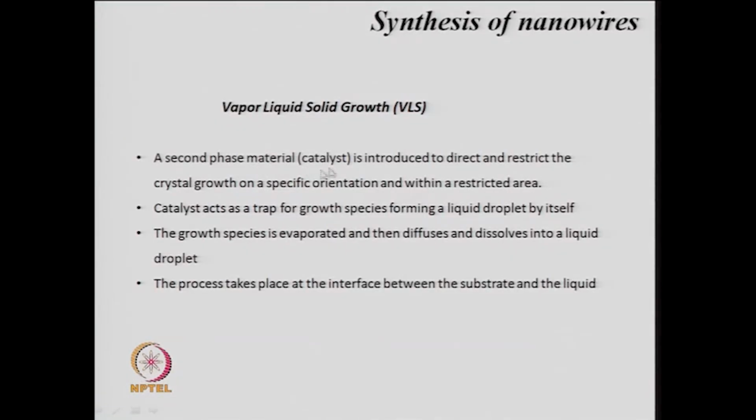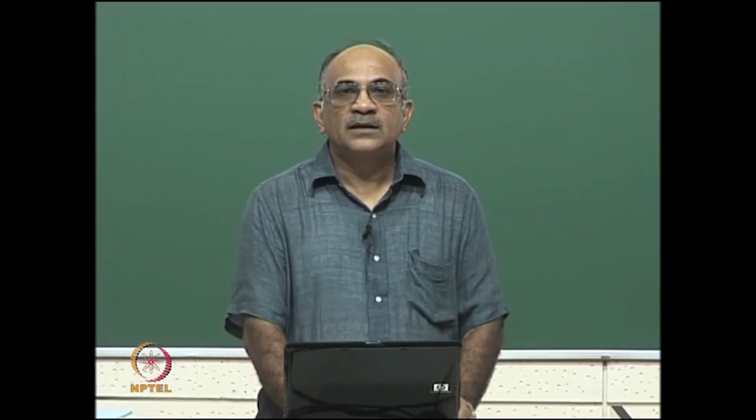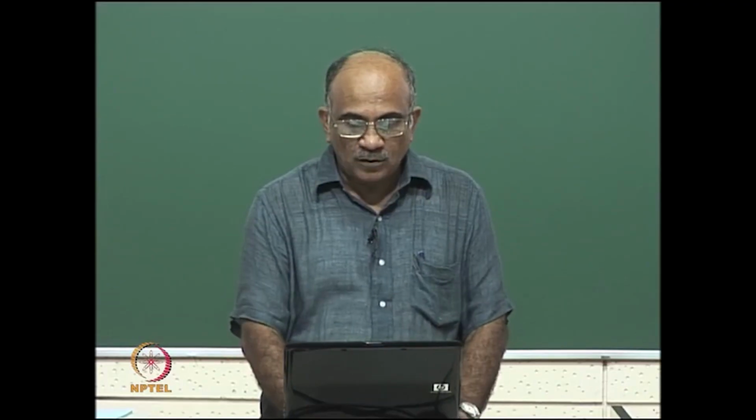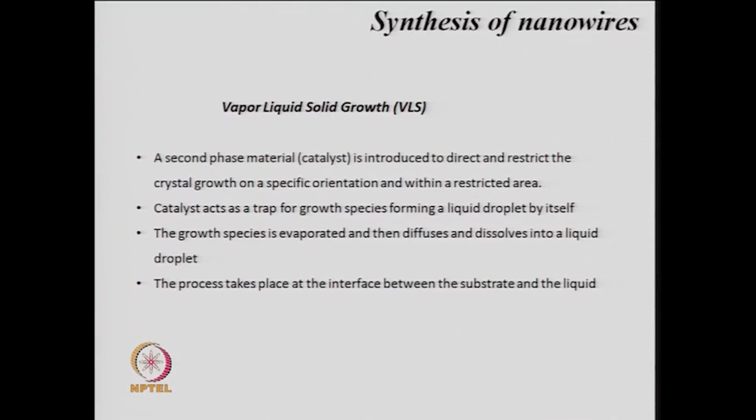the catalyst, and in this method the crystal growth is restricted in a specific orientation and within a restricted area. So, that is the role of the catalyst. So, wherever the catalyst forms a droplet, there itself the growth takes place. First the material is evaporated and then that evaporated material diffuses through a droplet of a catalyst, and wherever the droplet is present, in only that area the growth of the nanowire occurs and then it moves in one direction.